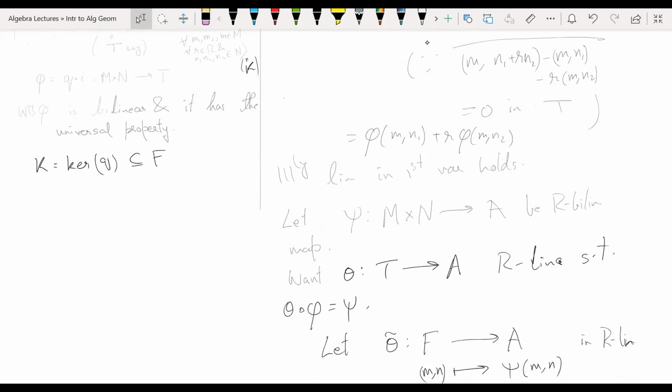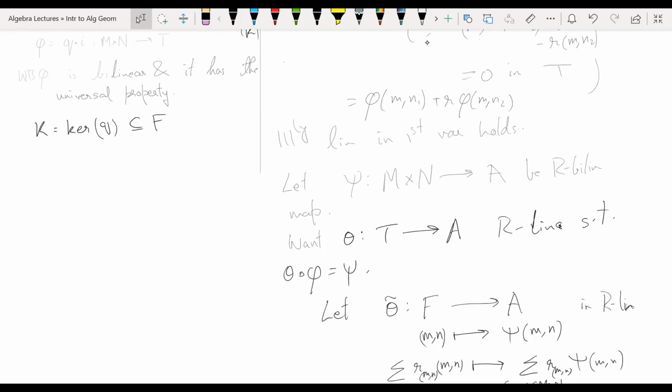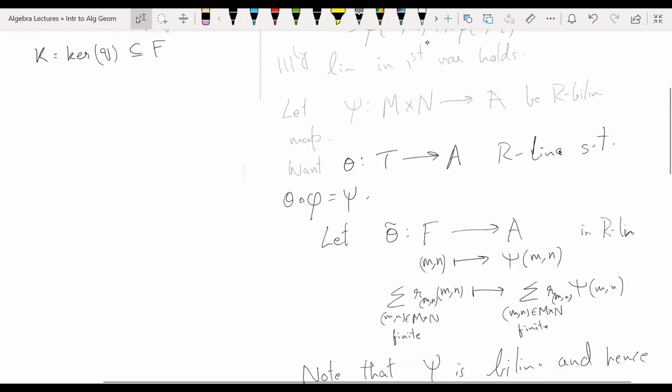So we want to now prove that it has the universal property. Let C be a map from M cross N to A, which is R-bilinear. We want to construct this theta from T to A, and we want to show that it's unique, so that theta composed with phi is C.